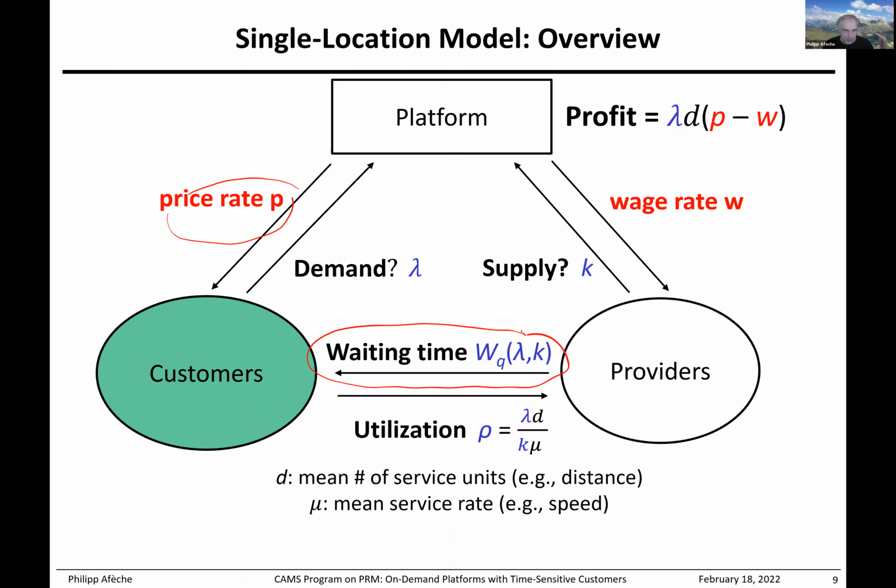But for now, just suppose you're a customer and you see the price and you anticipate a certain waiting time, and your decision is basically, should you buy or not? And if you aggregate all the customer decisions, that's going to give a certain arrival rate lambda.